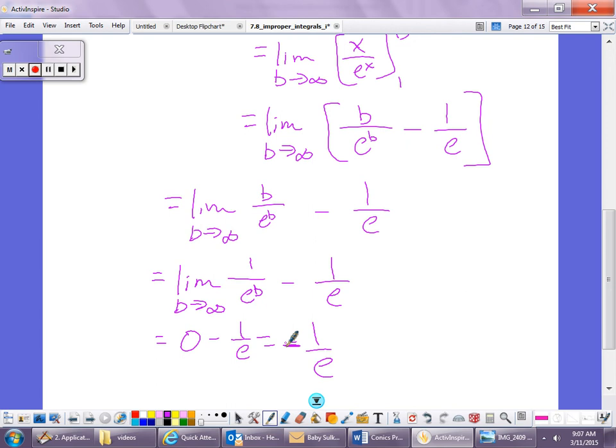I mean, at least it's nice I can write it, right? So this integral has a solution. It converges. It converges to negative 1 over e.